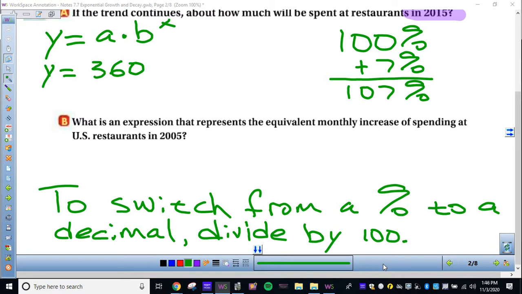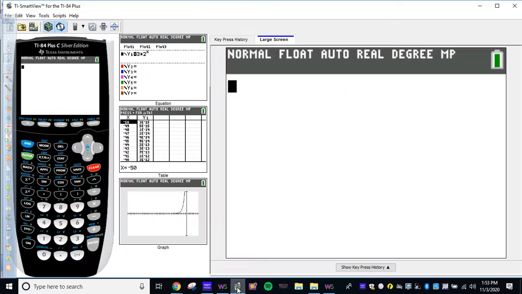So I think that's the best way to do it. After teaching Algebra 1 for the 19 years I've had, using that method is where I see kids have the most success not making careless errors. The other way you can do it is to visualize the decimal at the end, and then you just move that decimal 2 to the left. So you get 1.07. I'm going to show you on the old graphing calculator the way that I think is better than that. 107 divided by 100, and we'll get that same answer, 1.07.